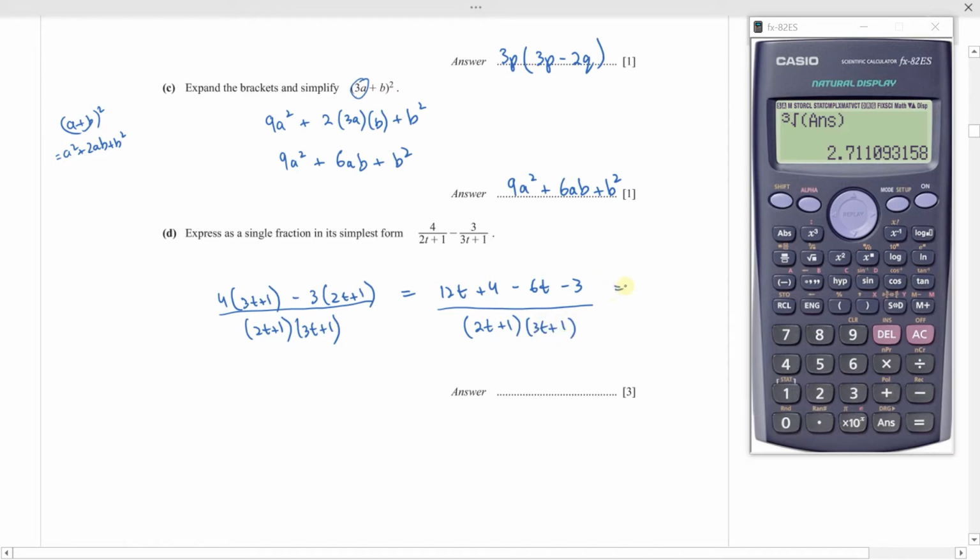And then I can simplify in the numerator. 12t minus 6t will be 6t. 4 minus 3 will be plus 1, over 2t plus 1 into 3t plus 1. So if you want, you can expand the brackets, expand the denominator as well, but I will leave it as it is. Both answers are correct.